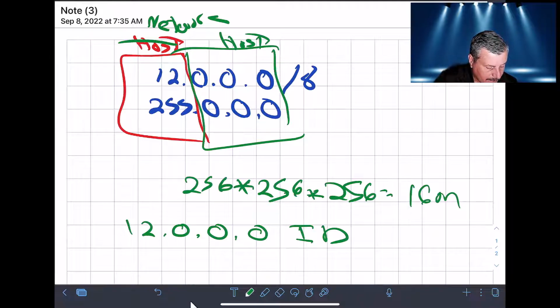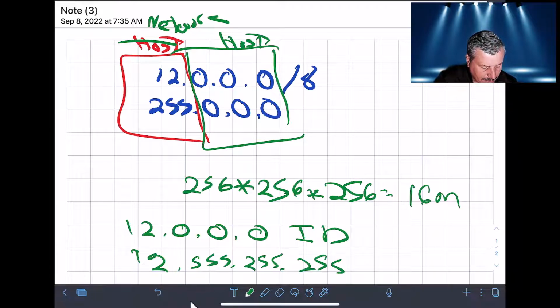And then again, the broadcast is the last one. So that would be 12.255.255.255. Again, that is our broadcast. What do we see in common of all these? IDs are even. 0 is an even number. Even though there's nothing there, it is still an even number. 255 is odd because it's a 5 at the end. So therefore, that has to be the broadcast.